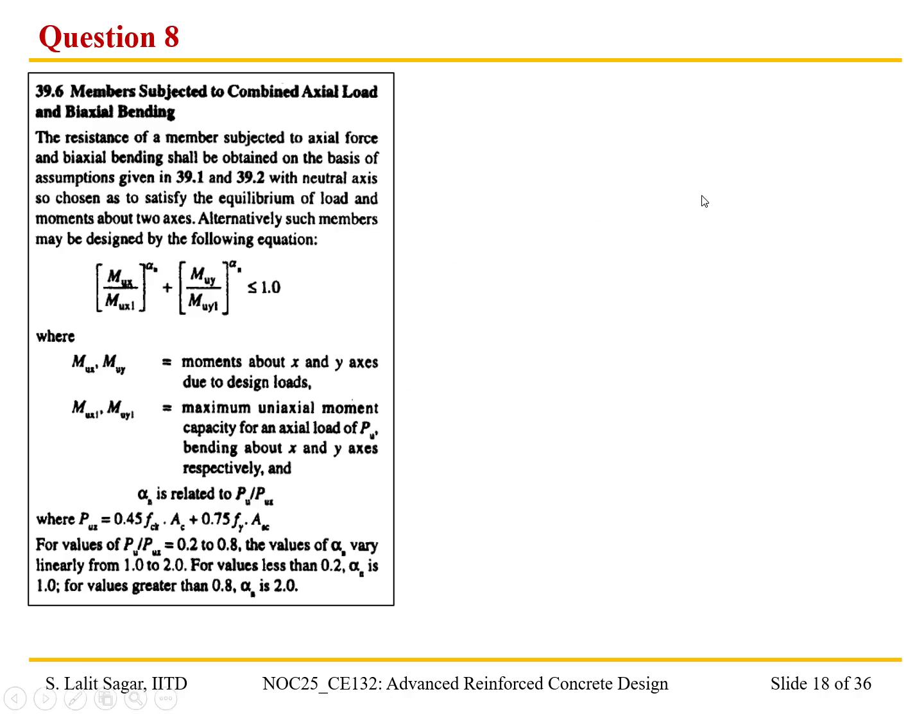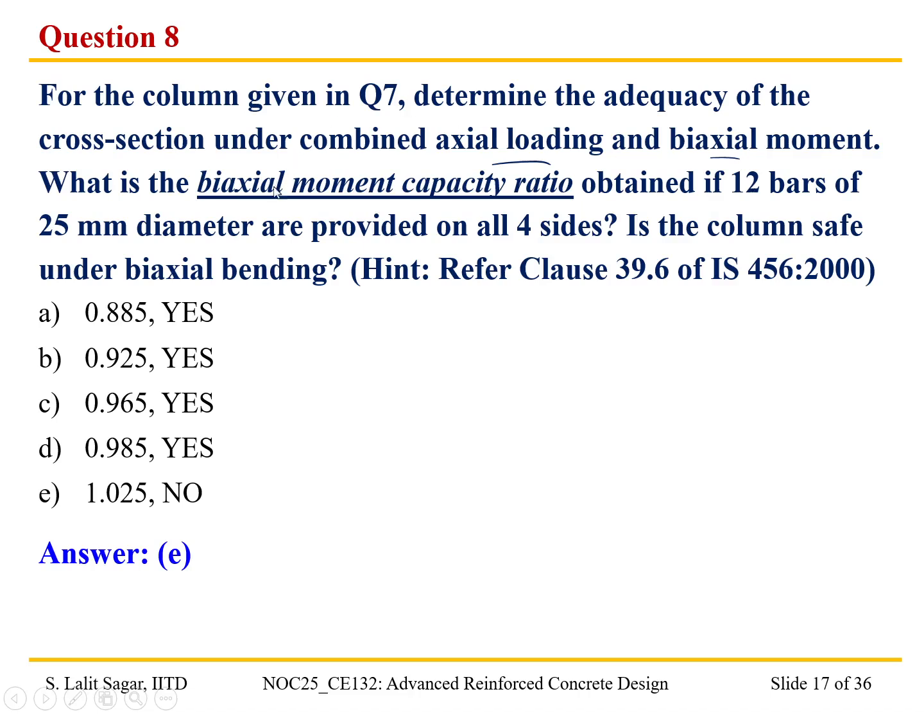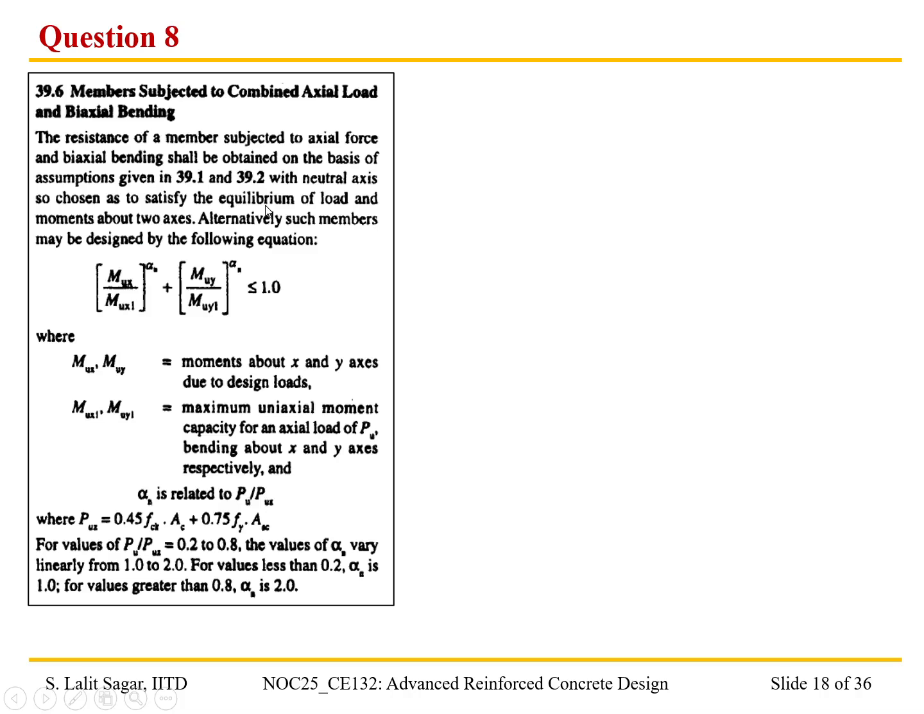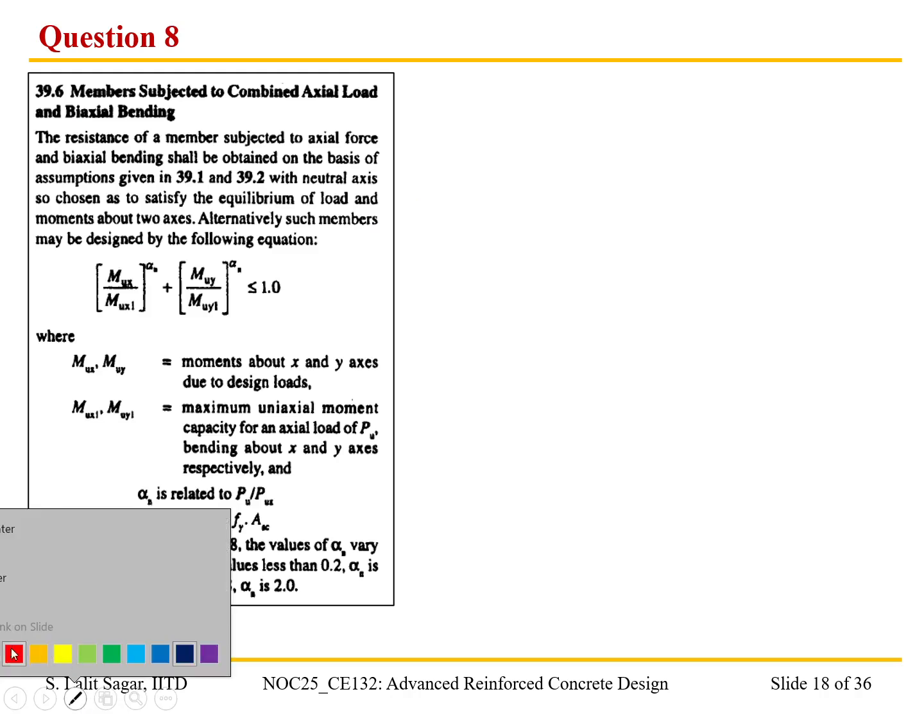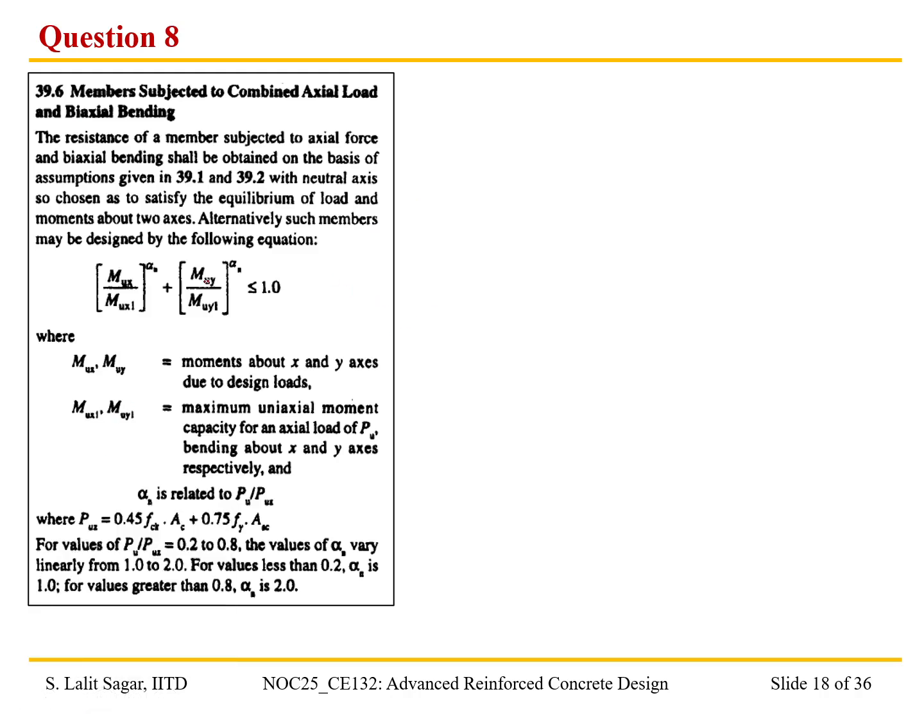So this is the expression that I was talking about. We need to determine the adequacy by finding out this biaxial moment capacity ratio. Okay, what is meant by this moment capacity ratio? Let me just explain. Here MUX and MUY are the moment demand about the x-axis and the y-axis, and MUX1 and MUY1 are the uniaxial moment capacity about the x-axis and the y-axis.